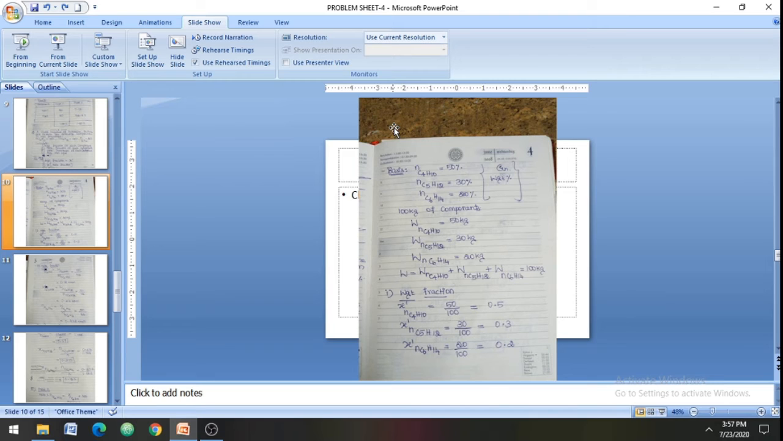What about the total weight? Total weight means adding all the components, that is 100 kg. First part, weight fraction, x dash. Weight fraction means individual weight divided by total weight. If you want weight percentage, multiply by 100. That's all. So the weight fraction of C4H10, individual weight divided by total weight, is 0.5. Similarly for C5H12 and C6H14 it is 0.3 and 0.2.